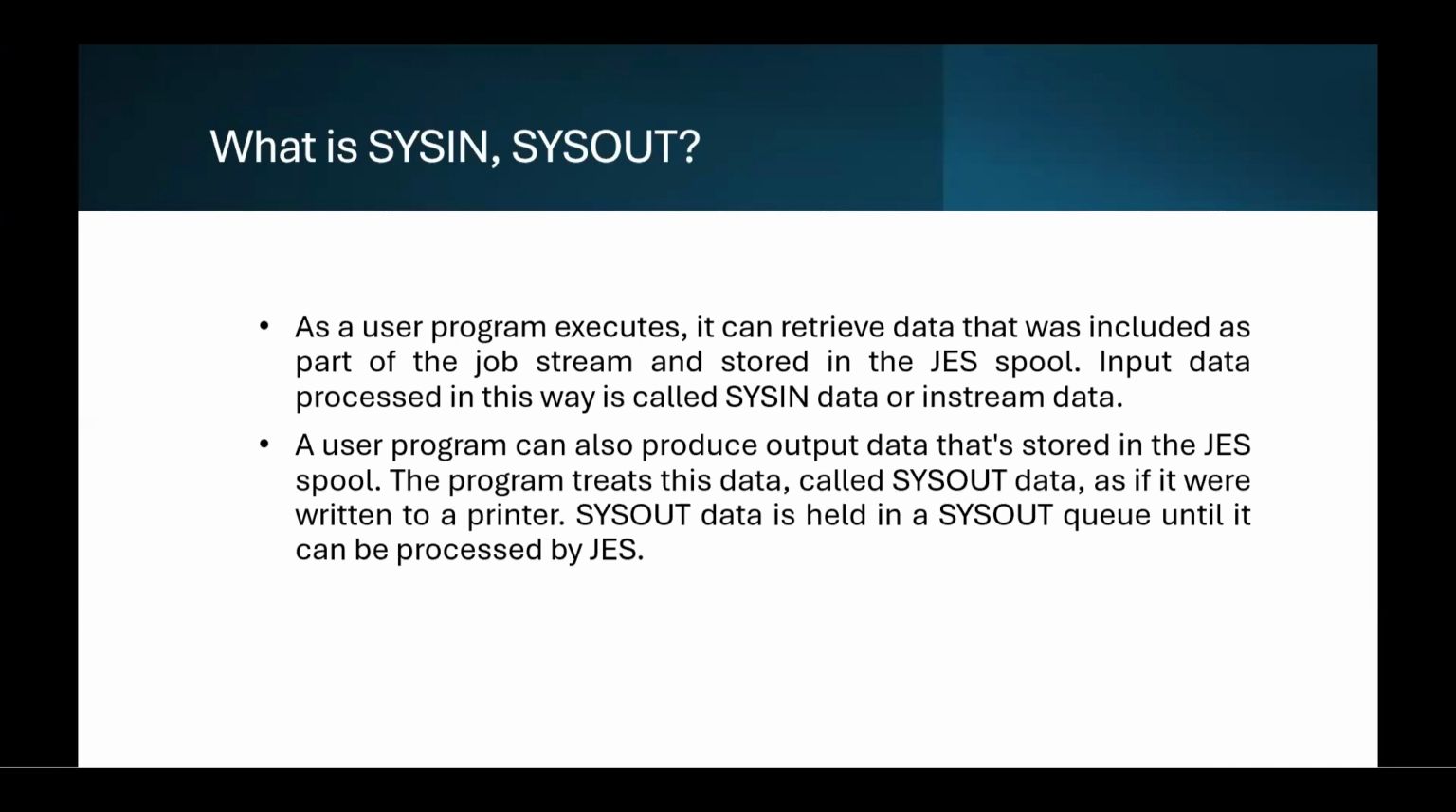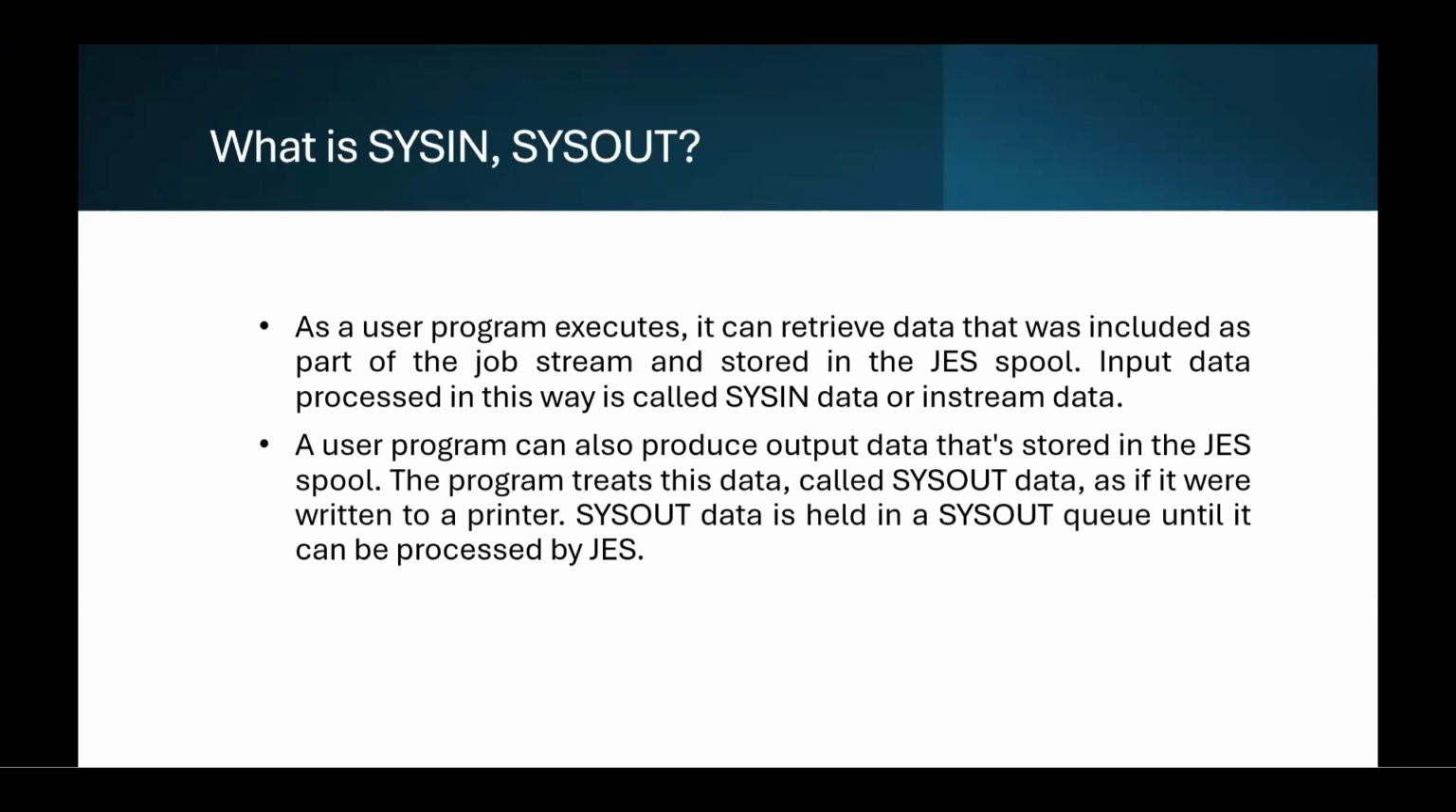As a user program executes, it can retrieve data that was included as a part of the job stream and stored in the JES pool. Input data processed in this way is called SYSIN data or in-stream data. For example, if you are writing any job and you are providing any SYSIN parameter, for example, an in-stream dataset, so you are putting something like a variable value or any file name. If you are putting something in the job as an input, then it is your SYSIN data. That means it is in-stream data.